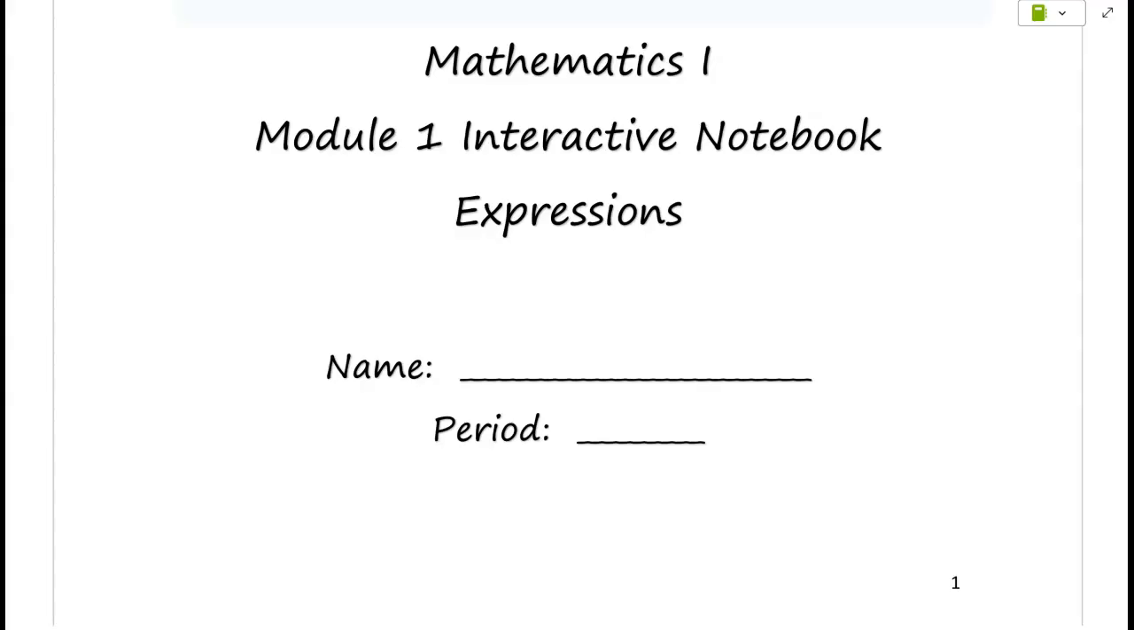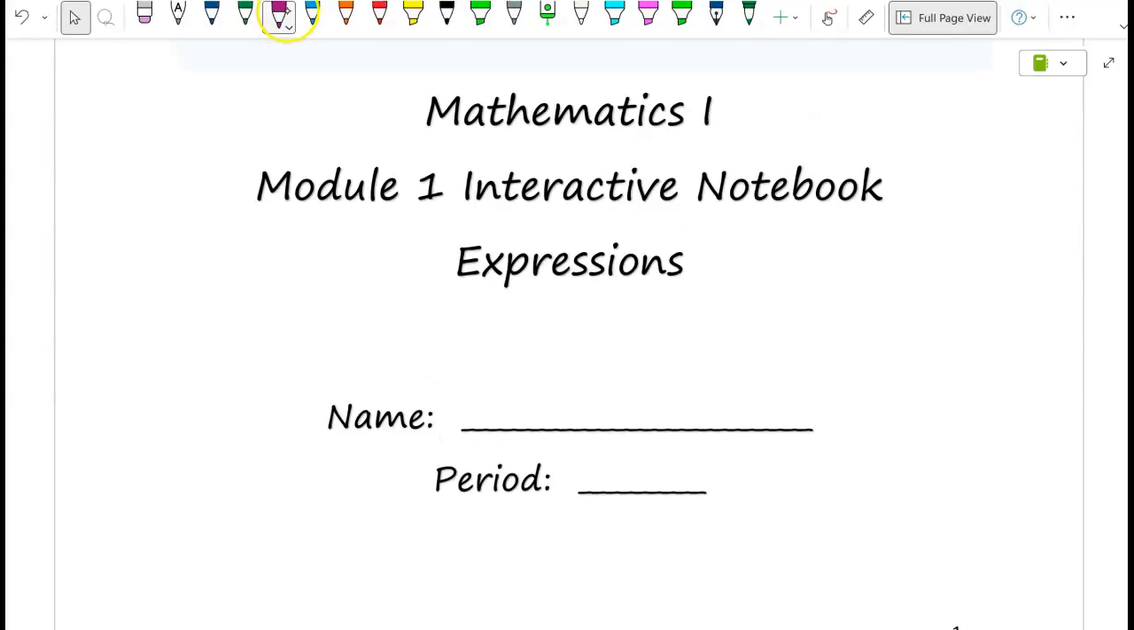Obviously, I'm going to put my name. So again, your first and last name. And now we're in second period, so we should be putting the period number on there. That should always be the first thing that we do when we get our packet.